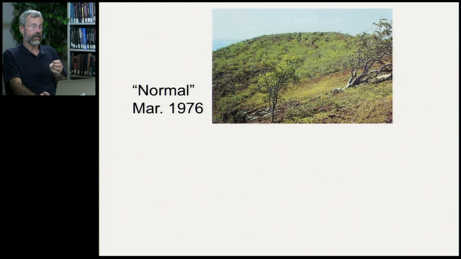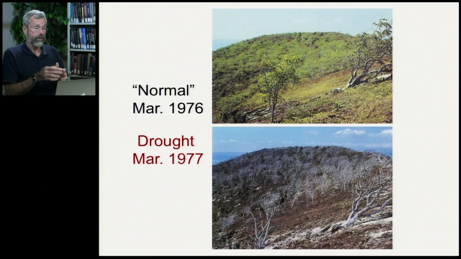Okay? So let's look at the Galapagos. Here is what the island looks like in a nice year. This is 1976. They had a lot of rainfall, so the leaves have turned green. There's a lot of insects for the birds to eat. The plants are producing seeds. Life is pretty good. But the very next year was an El Nino year.